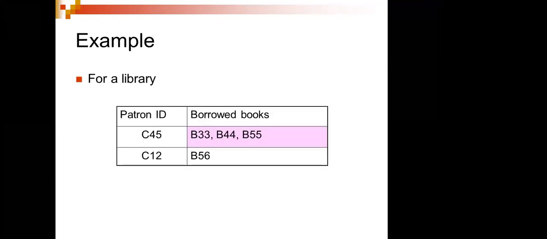So the solution for the previous one is now. That was the problem I am facing over here. In this, I have C45 with 3 books. He borrowed 3 books. So this is not the way you have to put the data in a single row. You have to change that into a tabular form. So this is how you're going to take it: patron ID repeated 3 times, and he has taken the different books. This is what the first normalization says.